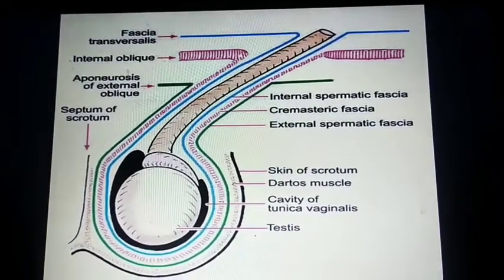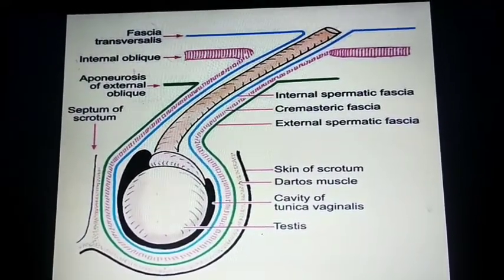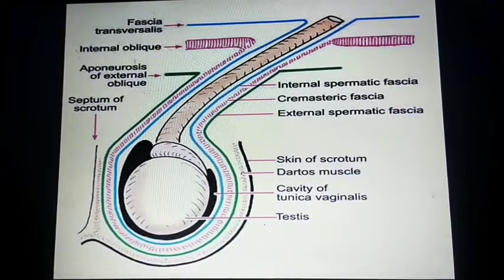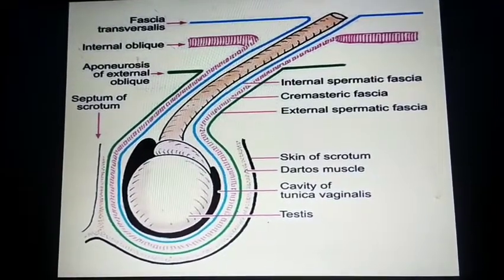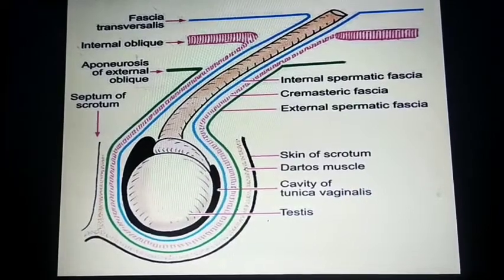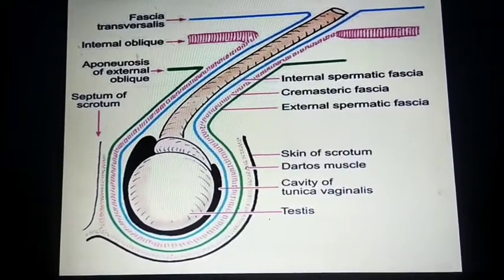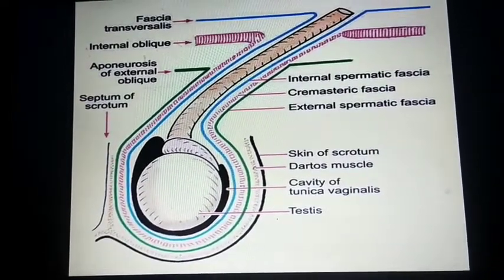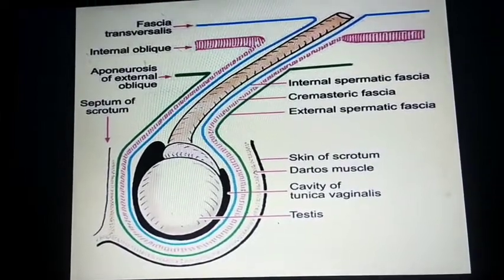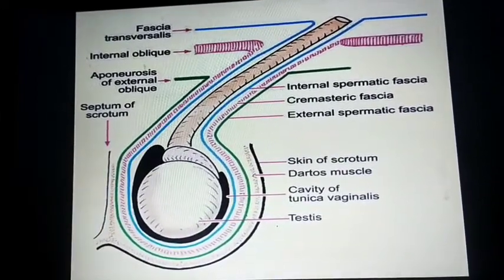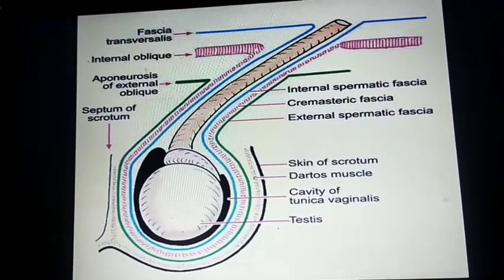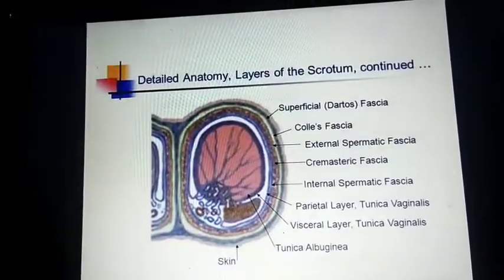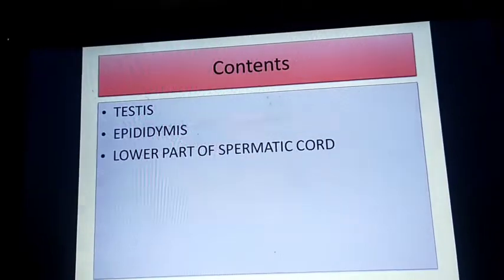Skin of the scrotum, dartos muscle is a continuation of the superficial fascia and deep fascia of the anterior abdominal wall, and the external oblique aponeurosis forms the external spermatic fascia, and the internal oblique aponeurosis or muscle forms the cremaster fascia and muscle. Then the fascia transversalis forms the internal spermatic fascia, and the processus vaginalis is obliterated and forms the tunica vaginalis. Now contents of the scrotum.